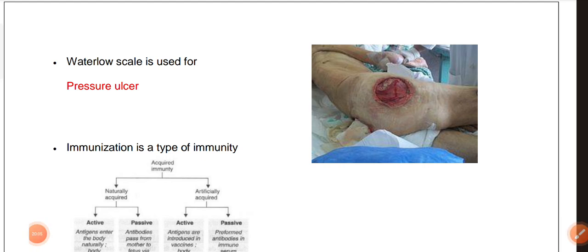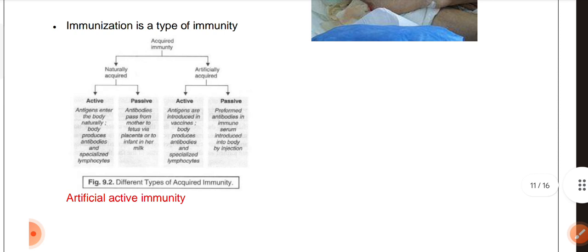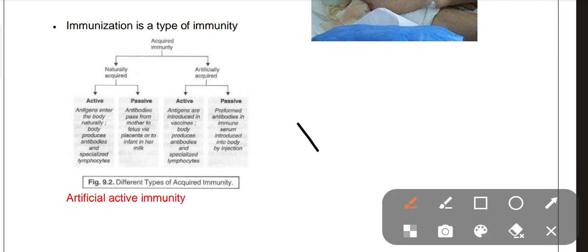The next point is immunization is a type of immunity. In our body we have immunity, that is acquired immunity or innate immunity. In the acquired immunity, that is natural acquired and artificial acquired. In each we have active and passive. So what type of immunization? Immunization is nothing but taking vaccines.